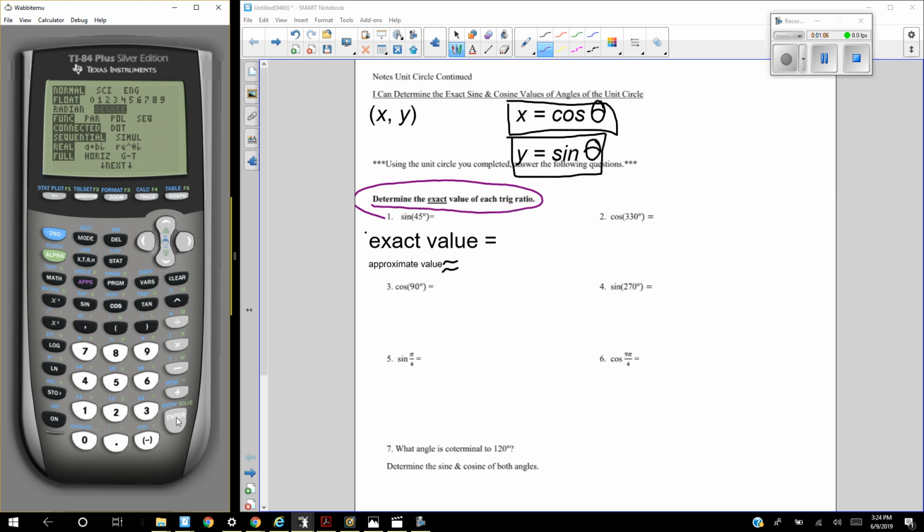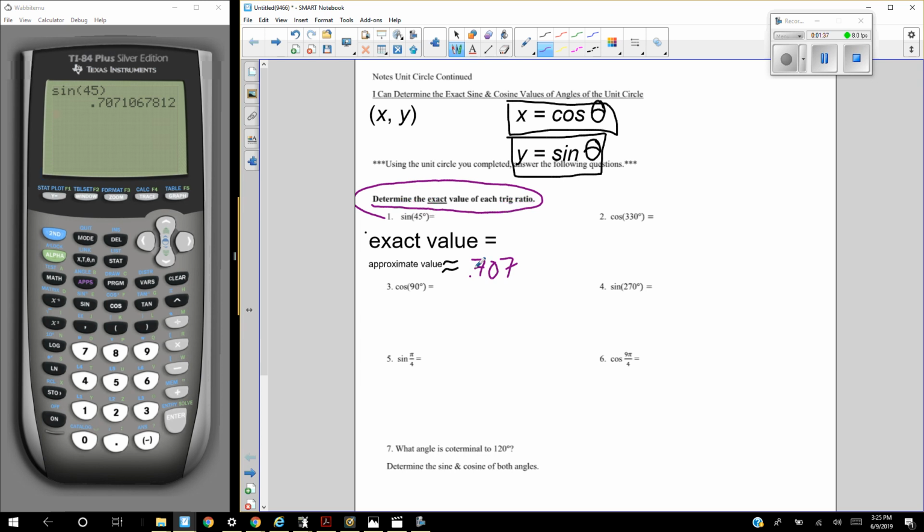So I'm going to hit enter. You can either turn your calculator back off and then back on, or hit second mode to go back to the main screen. Now when we take the sine of 45 and hit enter, we're going to get, again, this is an approximate value. It's an irrational number. Just round it to 3 decimal places, 0.707. You're almost never going to write that as an answer unless they specifically ask for the approximate value.